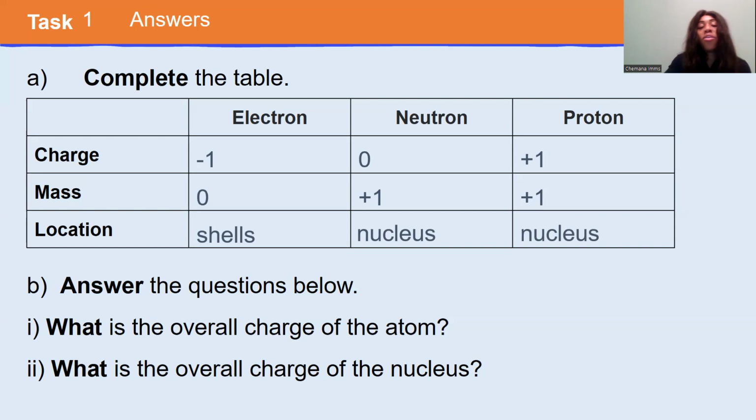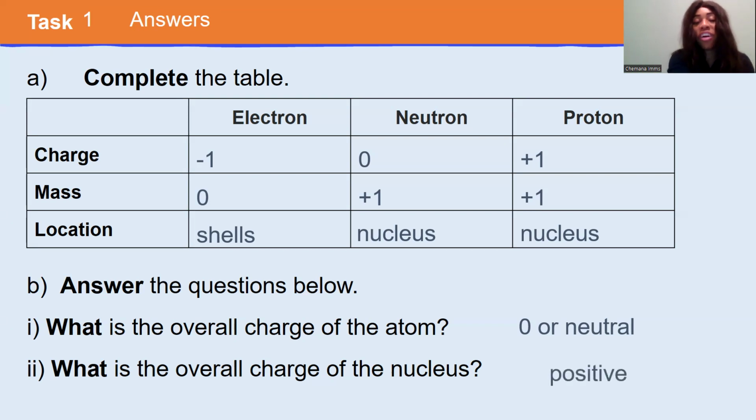So what is the overall charge of the atom? I'm hoping that you would have said that it was 0 or neutral. Now, the reason that it is 0 or neutral is because if our nucleus has a +1 overall charge and our electrons have a -1 overall charge, when we get +1 and we add it to -1, we add those two figures together, we will get overall 0. Okay, so we would get 0 or neutral.